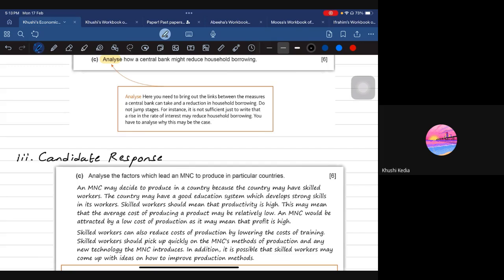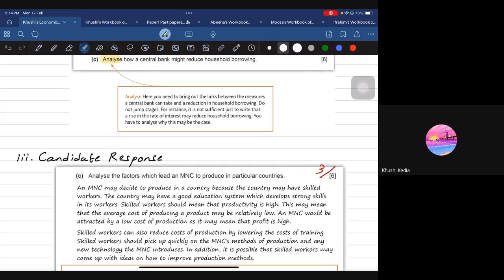Okay, so how many marks? I think it should be 3 out of 6. Okay. And what is the reason? It's mainly just focusing on one reason, skilled workers. The second reason isn't quite mentioned. The first paragraph was also talking about how having skilled workers would be beneficial to the MNC, and the second paragraph is just elaborating on that. So there's just one factor being discussed, not two factors.